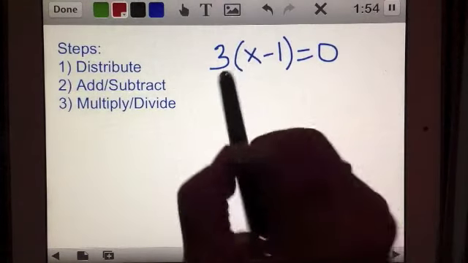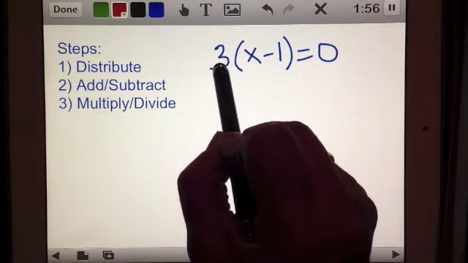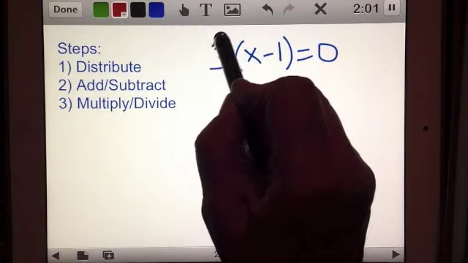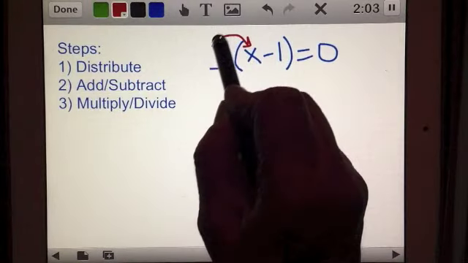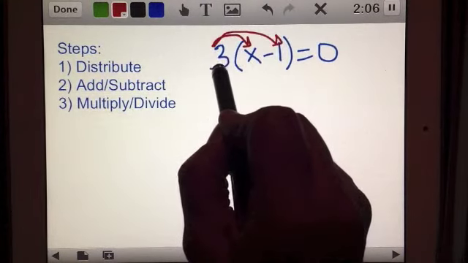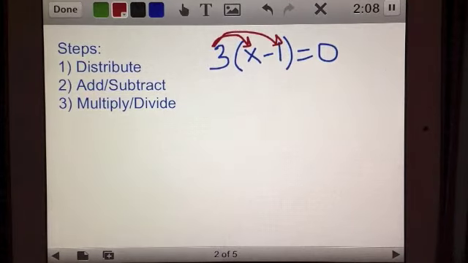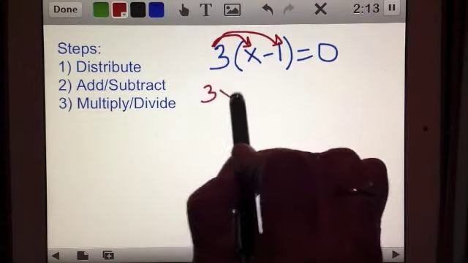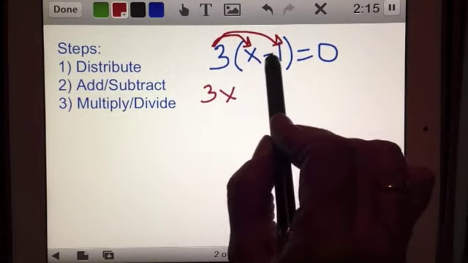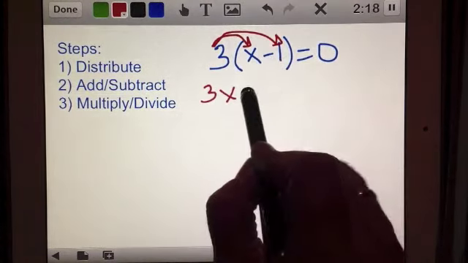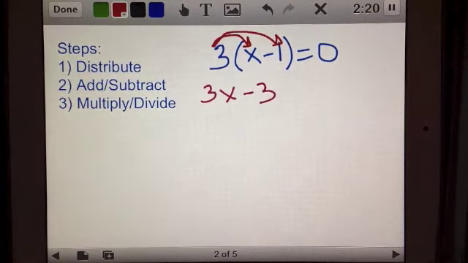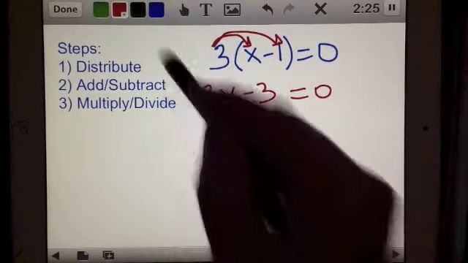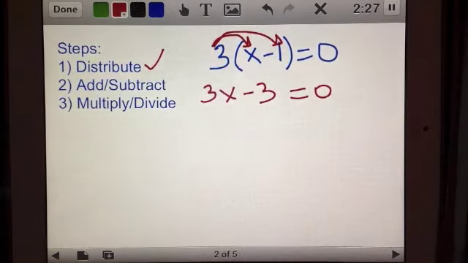So the first step is to distribute. In order to distribute, I need to think about multiplying 3 times everything inside the parentheses. So I'm going to first multiply 3 times x, and then I'll multiply 3 times negative 1. I'm distributing the multiplication of 3 inside the parentheses. So when I do 3 times x, I will get 3x. When I do 3 times negative 1, I get minus 3, and then I get equals 0. Alright, so that was the first step. I distributed the multiplication of 3.